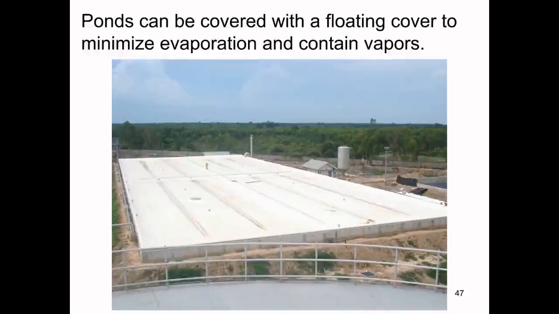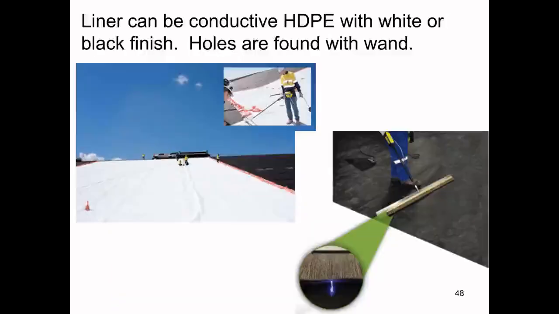Ponds can also be covered. Here's a pond that is covered with HDPE or white HDPE, and then the vapors are collected and off-gassed here, and then destroyed. It depends on what the product is that you're holding here, but sometimes you need to do that to lower emissions if the regulations in the area call for that.